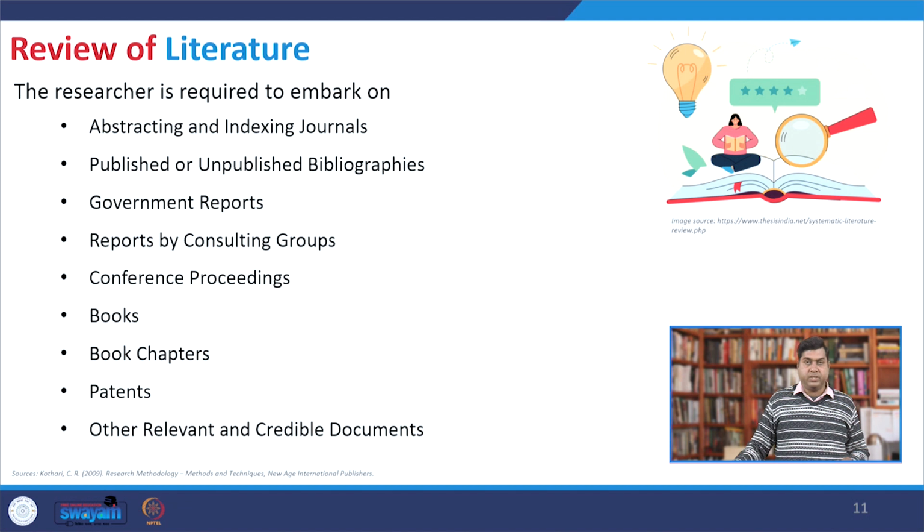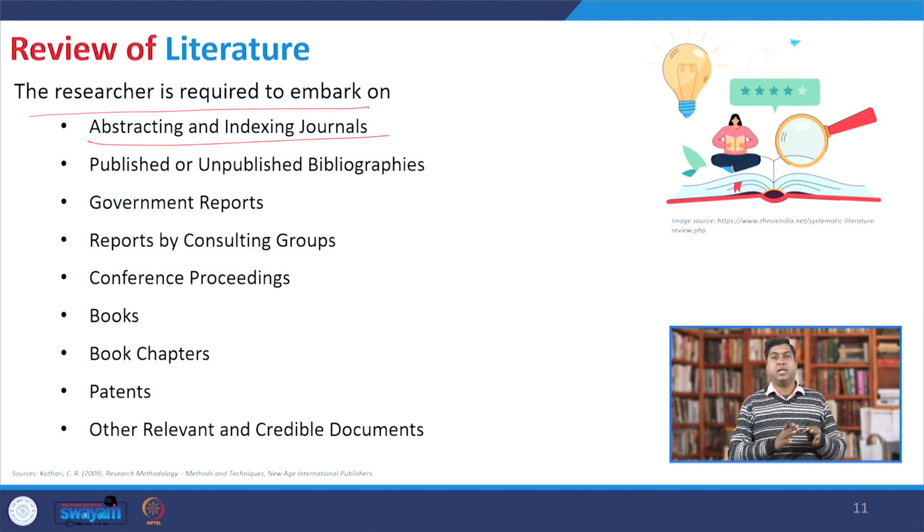Coming to the review of literature, that is the next part after you have the problem identified. What exactly do you need to do? You have to rely on abstracting and indexing journals, such as SCI, Scopus, or other established databases, because their findings will have much more scientific acceptance. Also, published and unpublished bibliographies that you can refer to.